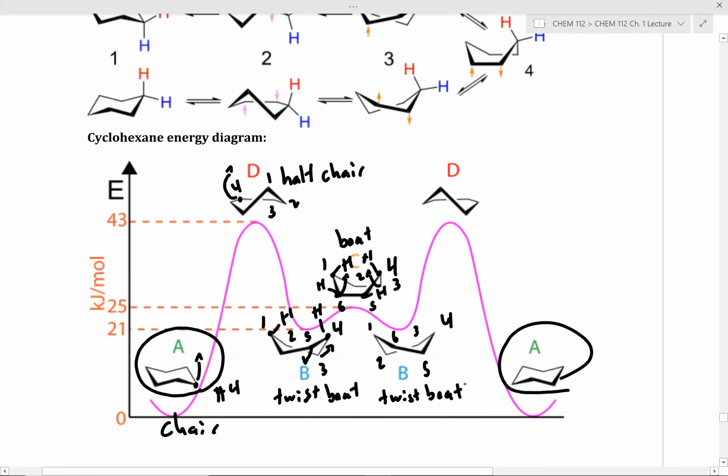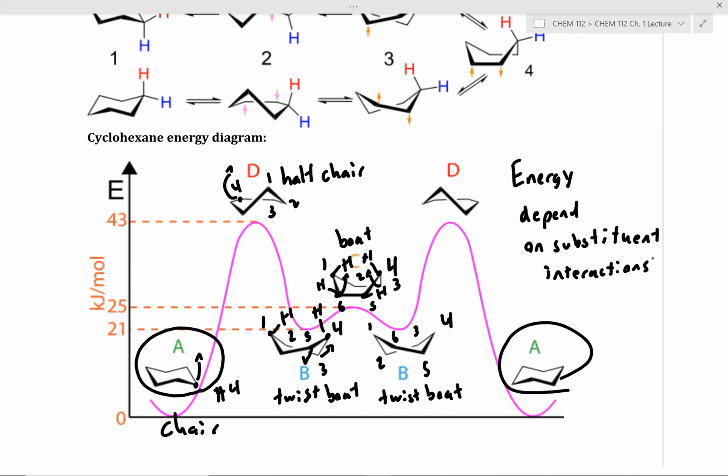Now, one thing I do want you to appreciate is although these twist boat conformations are similar in energy in this case, the energy will depend on substituent interactions. There are certain cyclohexane systems that may prefer twist boat conformations or may prefer a conformation that is not quite a chair conformation, depending on the interactions of their substituents.